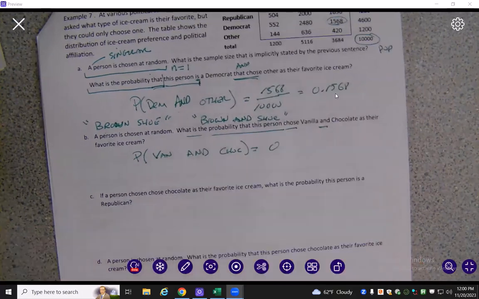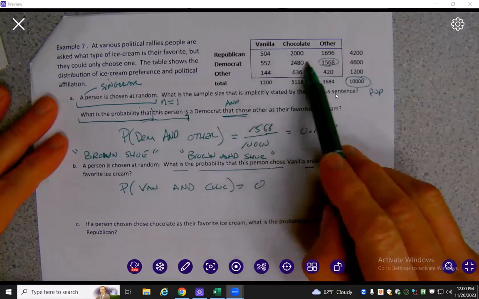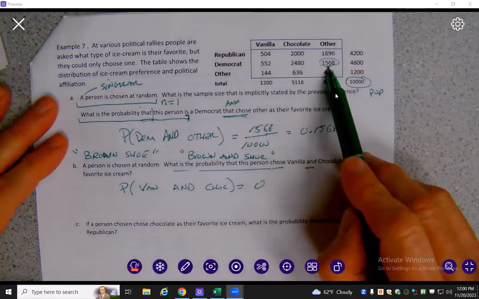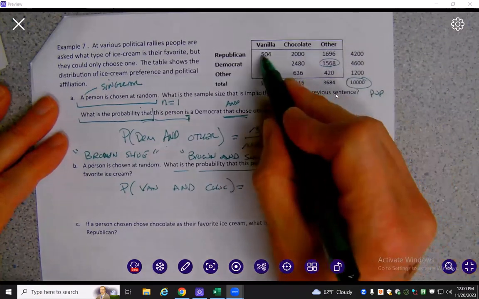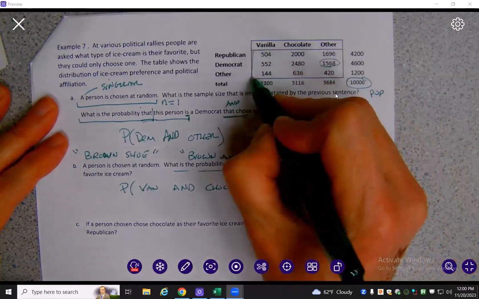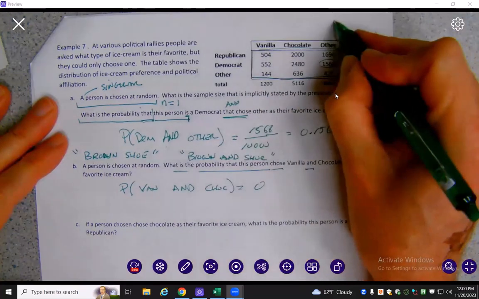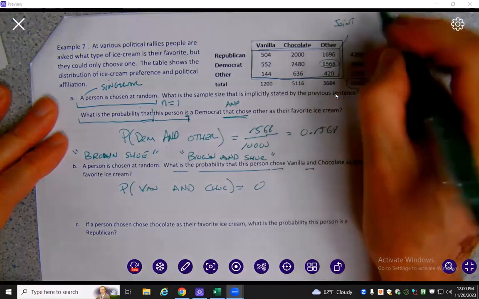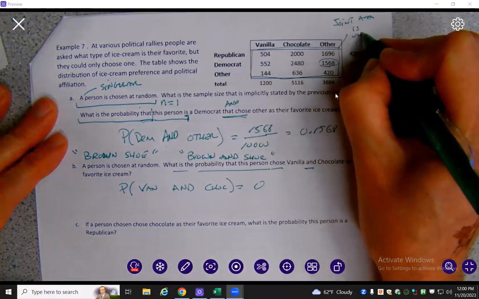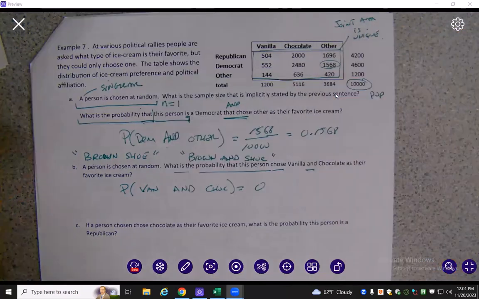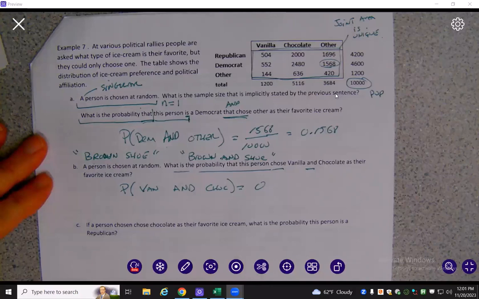Because in this table, all these are disjoint. They're mutually exclusive. You cannot choose two things. You cannot find yourself in two little spots. So this joint area is unique. First part of the combo. So notice again, vanilla and chocolate, 0, because there's no way you can find yourself in both. Okay.